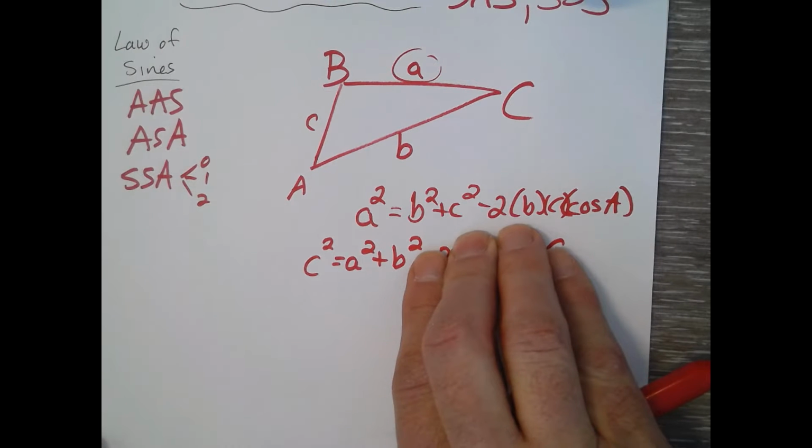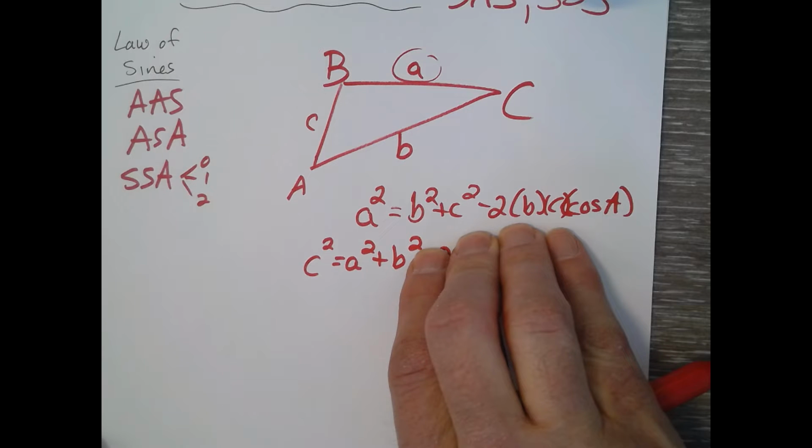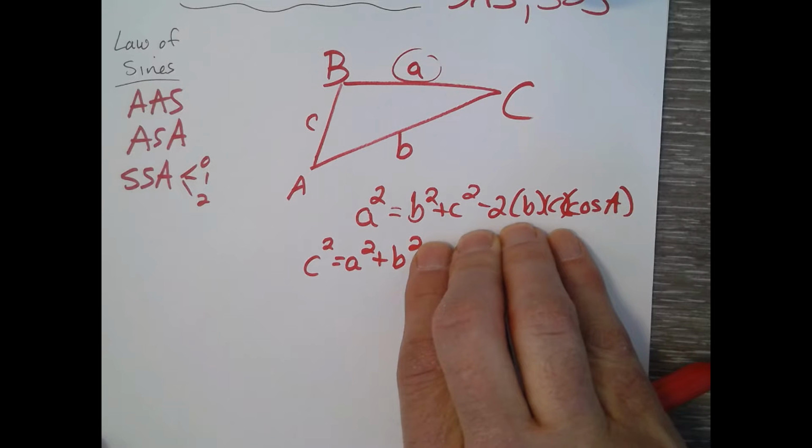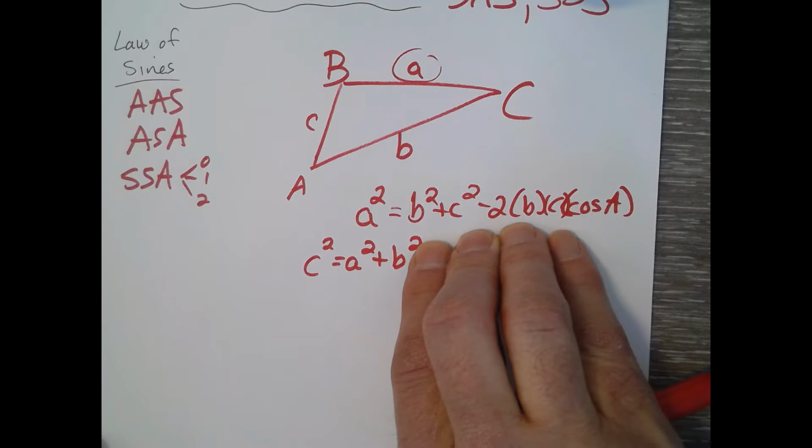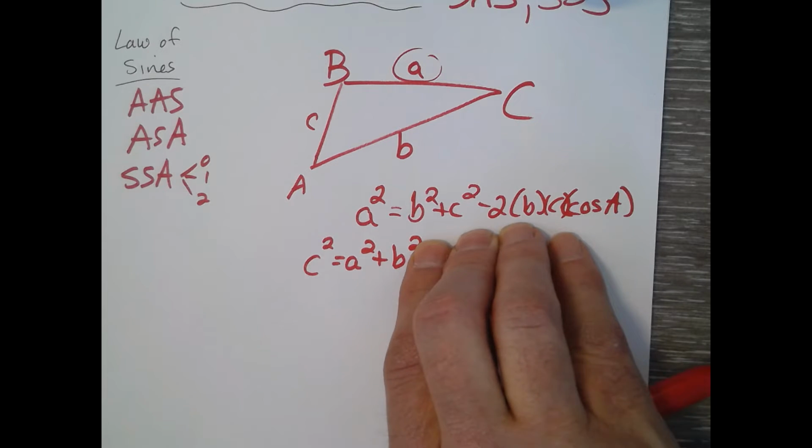So you might have noticed that inside this law of cosines equation, A squared plus B squared equals C squared. That may sound familiar to you. So it's the Pythagorean theorem. But the Pythagorean theorem only works when we have what kind of a triangle? A right triangle.